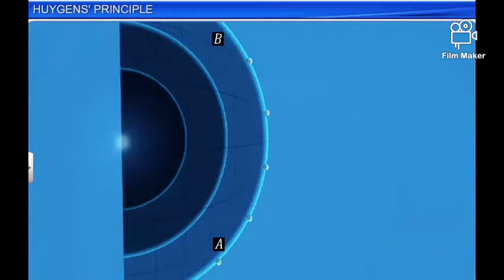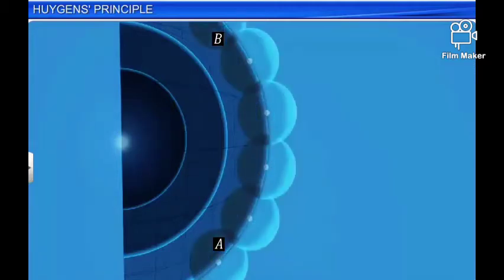The secondary wavelets must be directed backward as well as forward from the secondary point sources. If this would be correct, we would get a surface such as A'B' as a back wave. But experimental results do not show the presence of any such back wave.